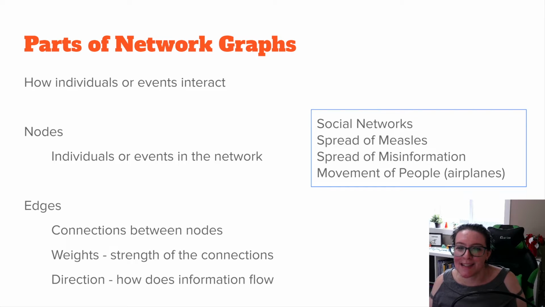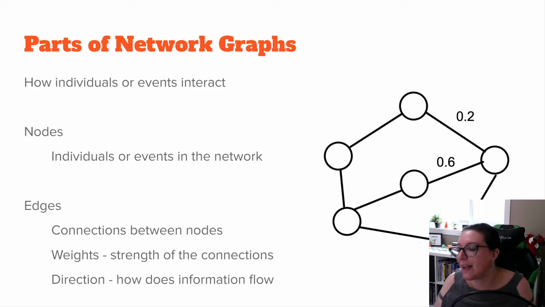So a network consists of nodes. We have individuals or events in the network, and we're going to represent them as circles. And then we have edges. These are the connections between the nodes. So here we have a network graph, and our circles here are the individuals. Maybe these are people who talk to each other. Maybe these are airports and planes fly in between. The edges are the lines that show the connections between the nodes. So this is the sharing of the information or the movement of materials or the infections, whatever we got here.